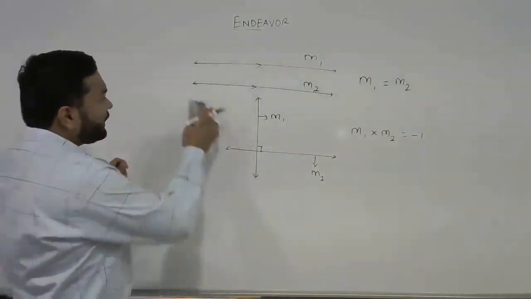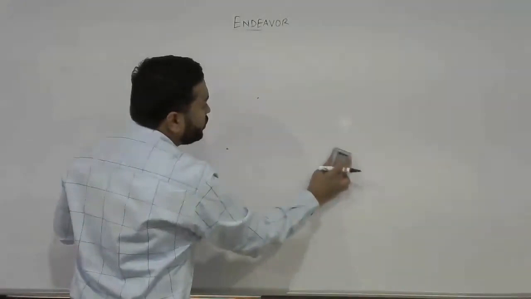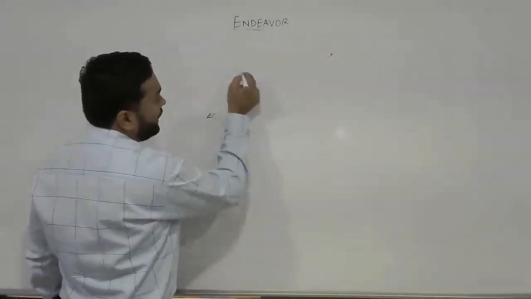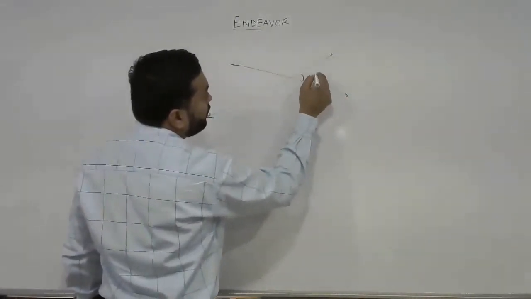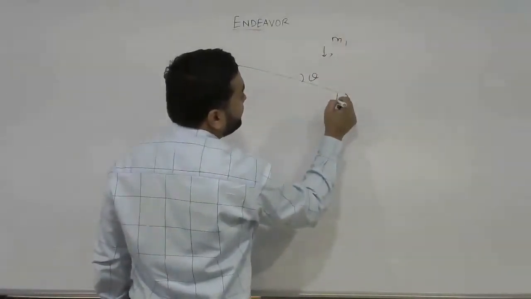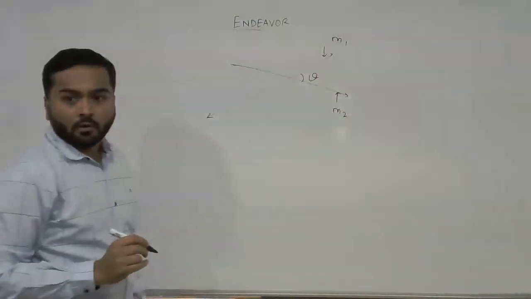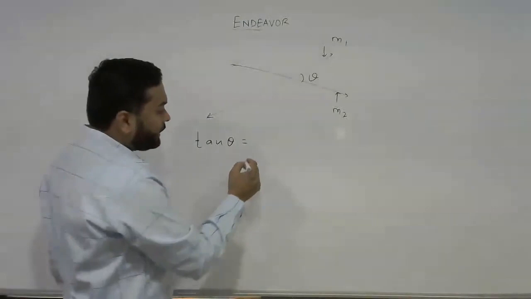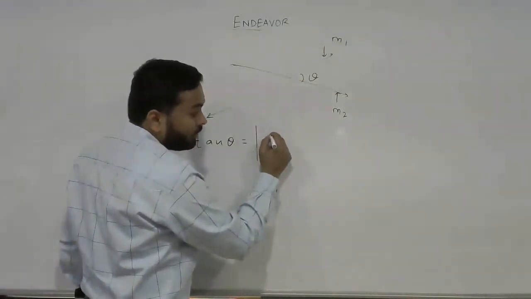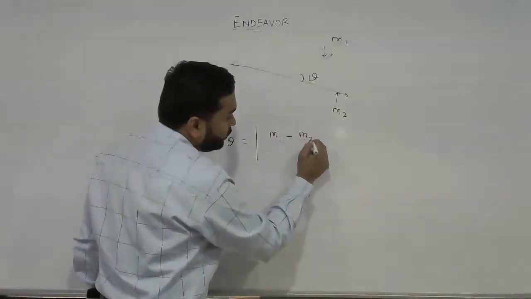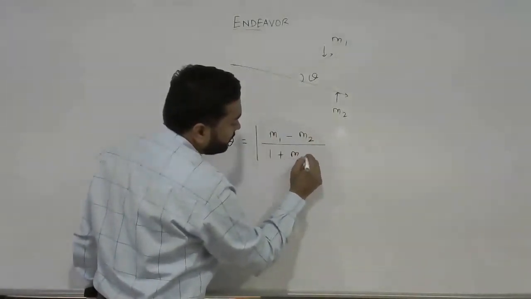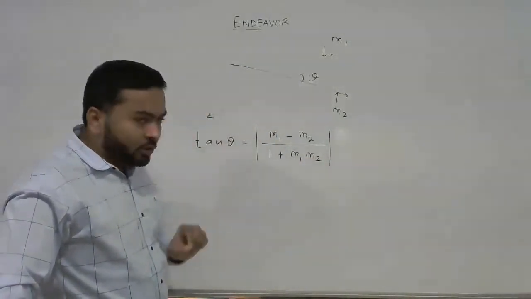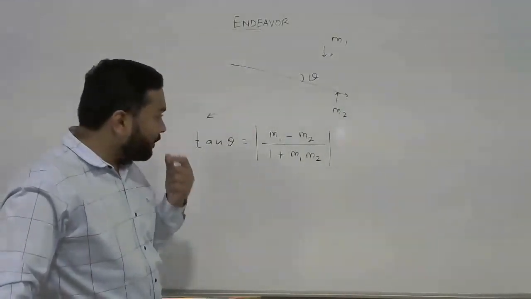Now, what if the two lines are intersecting at an angle theta? This line has slope m1 and this line has slope m2. So, if you want to find tan theta, then in that case, it is given as m1 minus m2 upon 1 plus m1 m2. Okay.